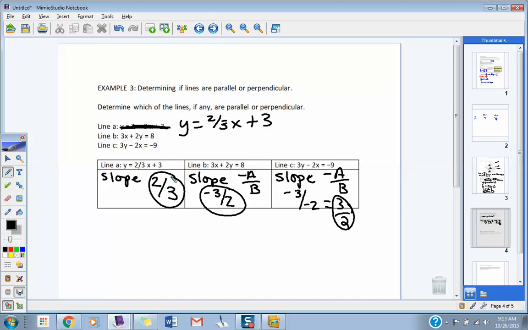Slope's 2/3. Positive, right? Do I have the opposite part right here on line B? Going from positive to negative? That's cool. How about the numerator and denominator? Did they get switched? They did. So the only thing I can say here is this, and here's how I'll write it. I'm going to say this. Line A is perpendicular to line B. You guys fill in the reason. You guys finish the rest.